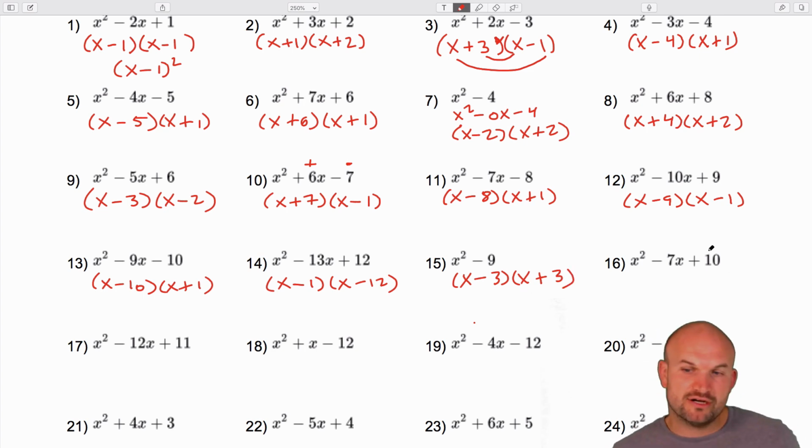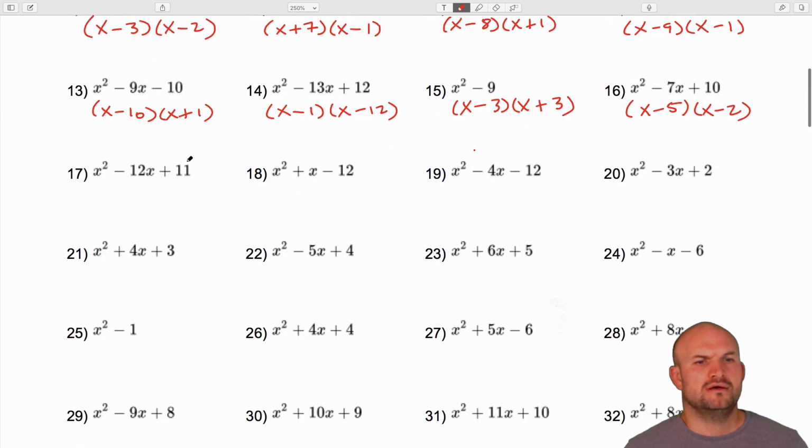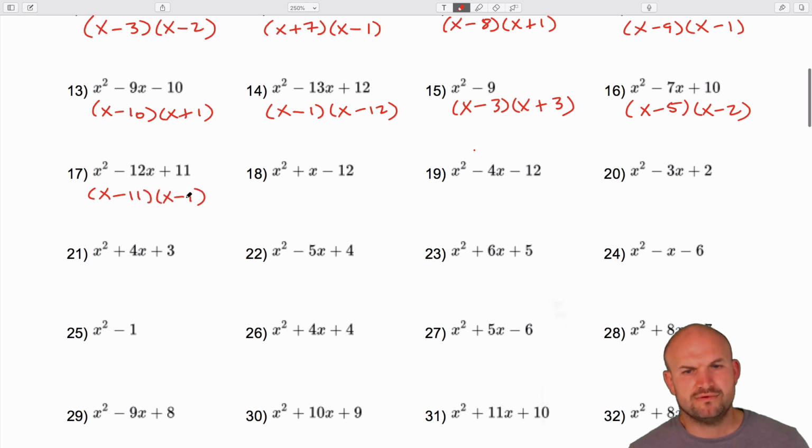Let's see, the last term is positive, and my middle term's negative, so both factors must be negative. So what two numbers multiply to give me 10 and add to give me -7? That's going to be x minus 5, x minus 2. Positive, negative again, so again, two negative factors. That's going to be x minus 11 times x minus 1.